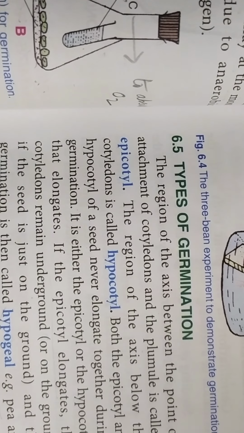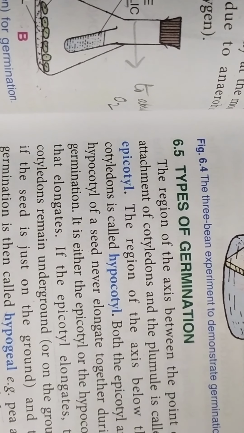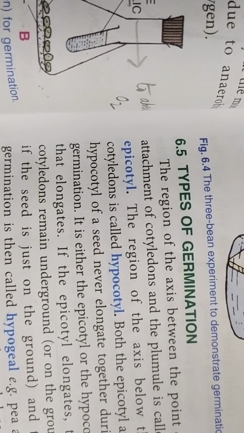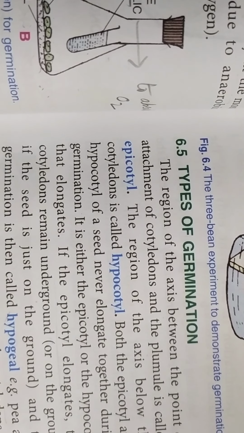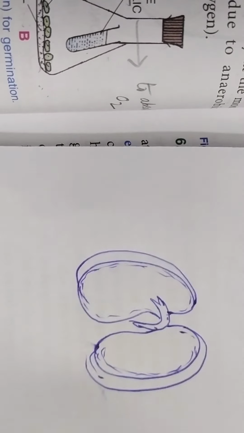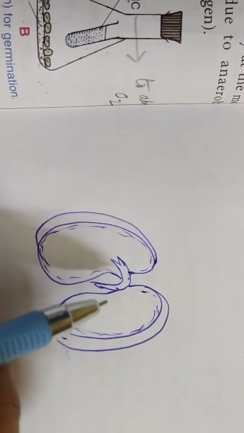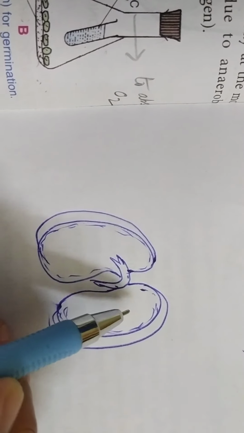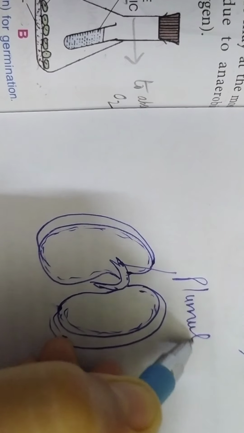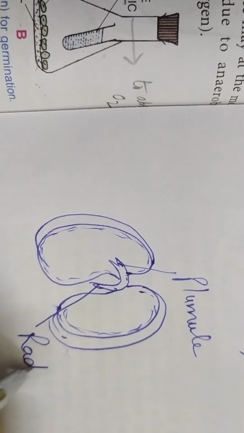Yes, students. Now let us start our next topic, which is types of germination. Before studying types of germination, you need to study two more terms related to germination. You have studied the structure of the bean seed, and you all know these are the cotyledons. This is the plumule, and this is the radicle, which is going to form the root.